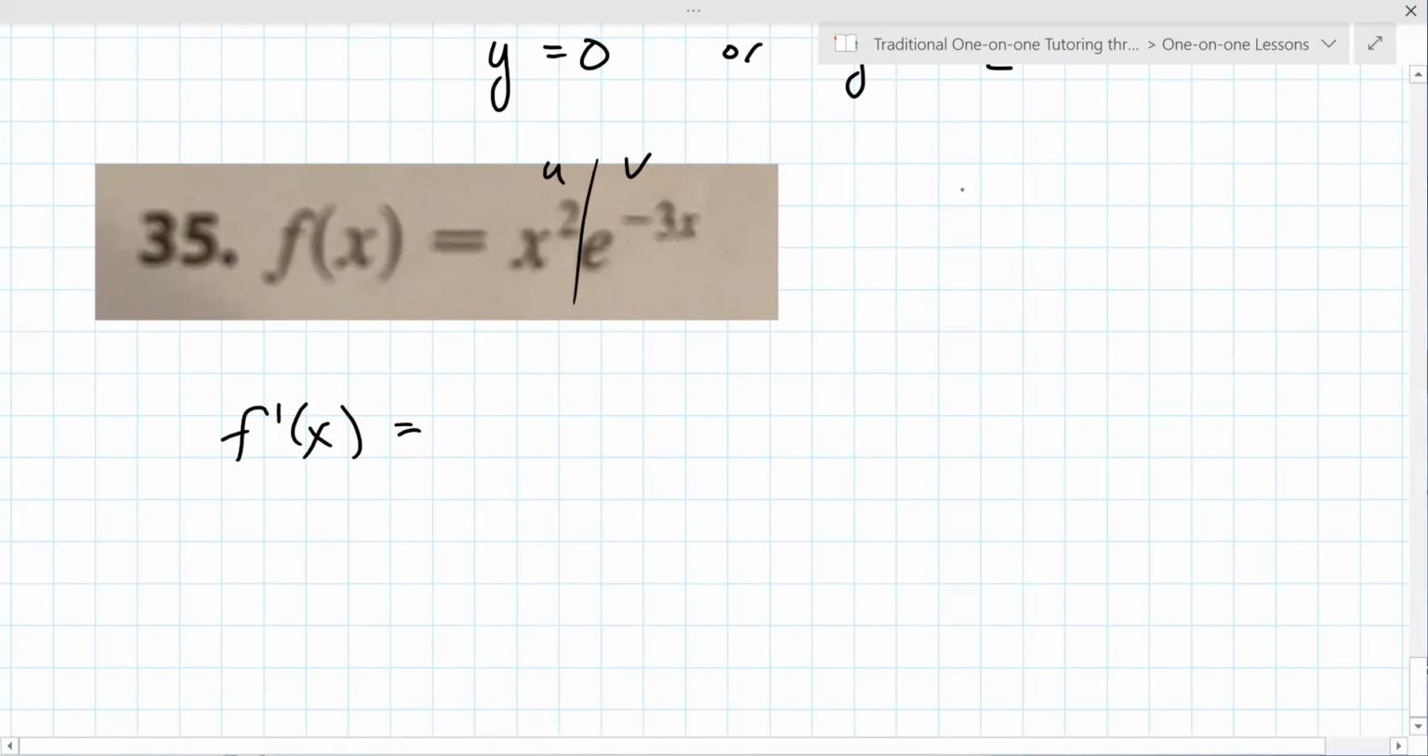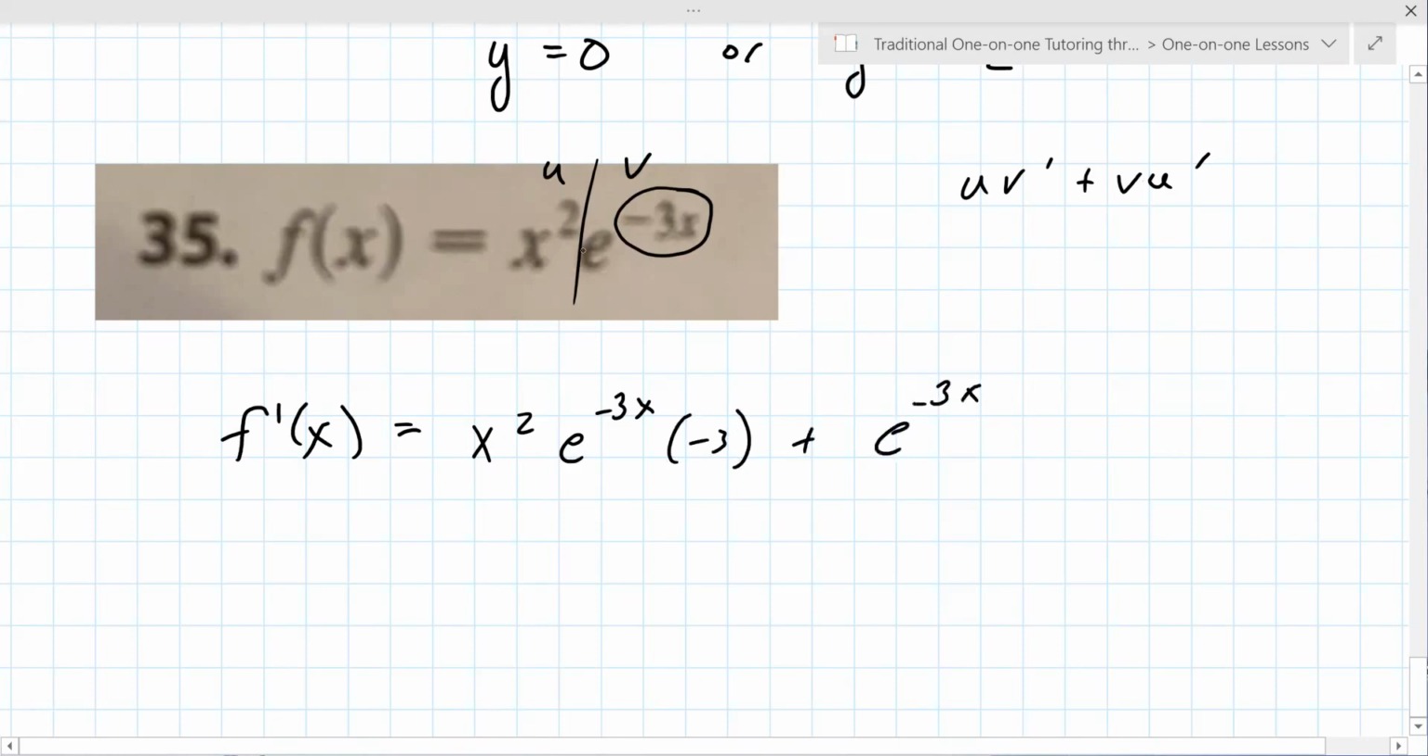So I think we said u v prime minus v u prime. So u v prime is x squared. The derivative of e to the minus 3x is itself. Then you look at the exponent here. What's the derivative of minus 3x? Minus 3. That's a plus, plus e to the minus 3x. What's the derivative of x squared? 2x. Okay.